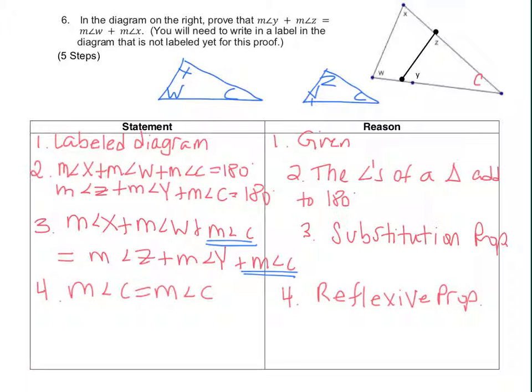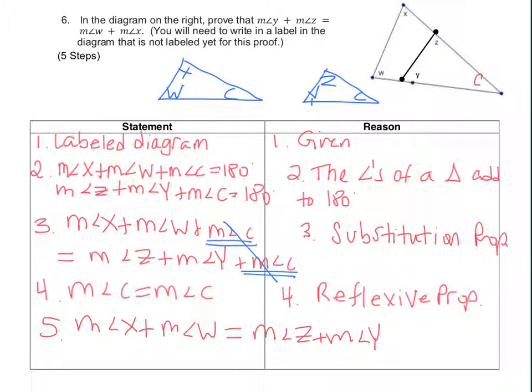So let's finish this up. You should have had the reflexive property stating that C is equal to C, so you could basically cross those out in the next step. Using subtraction, if you subtract those out, you'll be left with the measure of angle X plus the measure of angle W equal to the measure of angle Z plus the measure of angle Y.